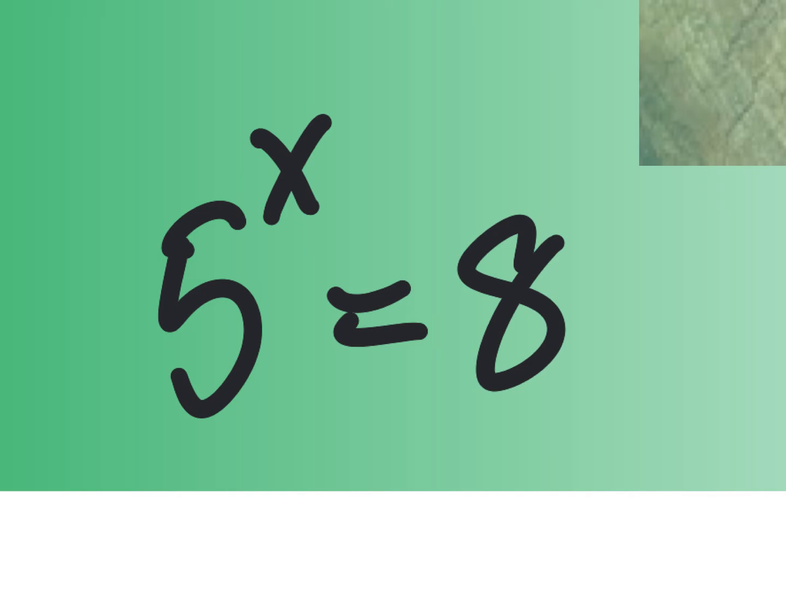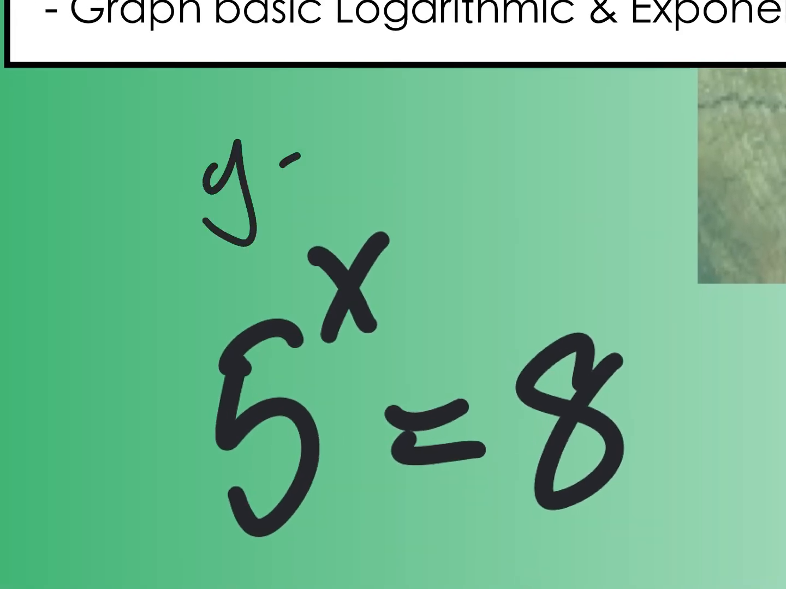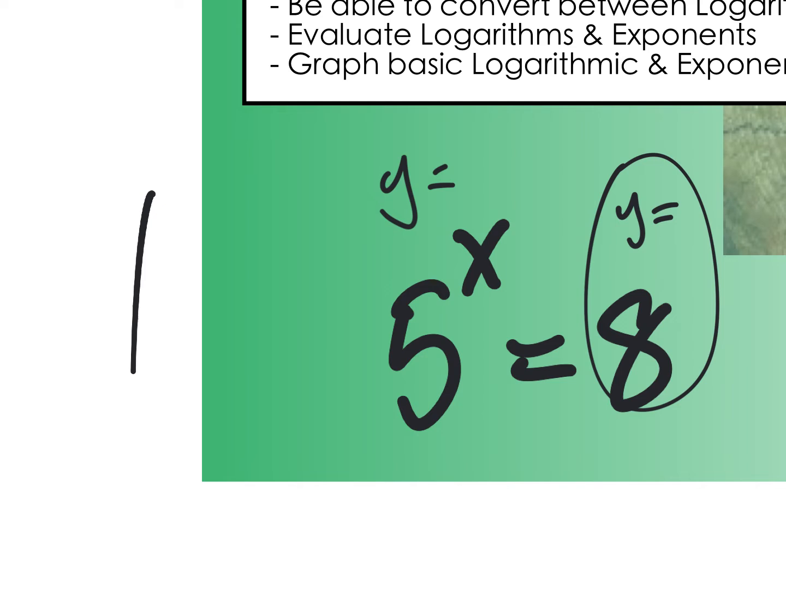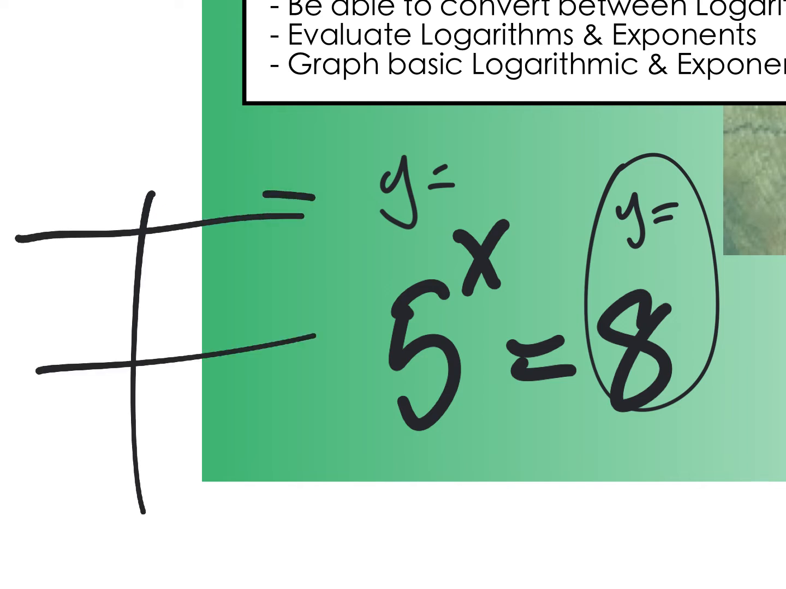Now that is an outside the box way to do it, and it absolutely would work. Y equals 5 to the x and y equals 8. If I were to graph y equals 8, I hope you all know it would just be a line going across at 8 like that. And 5 to the x is like this. And they would cross somewhere. And that's an awesome thing to remember.